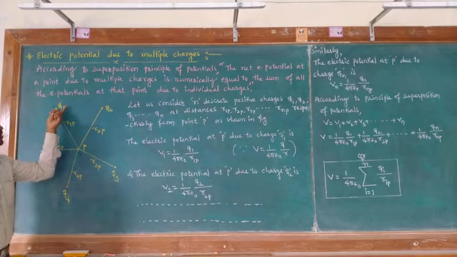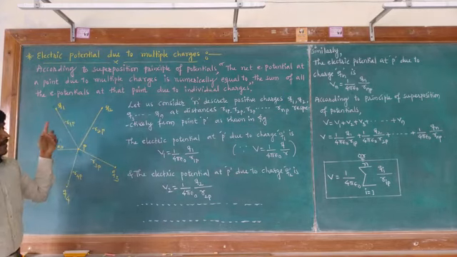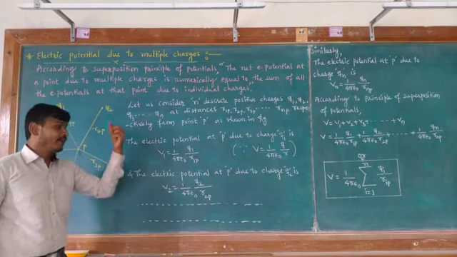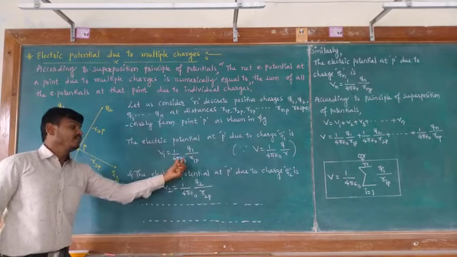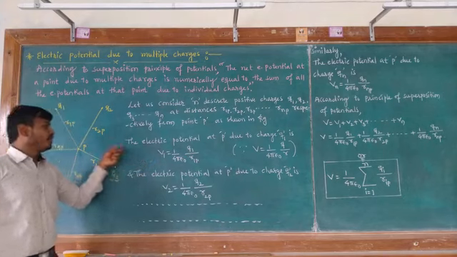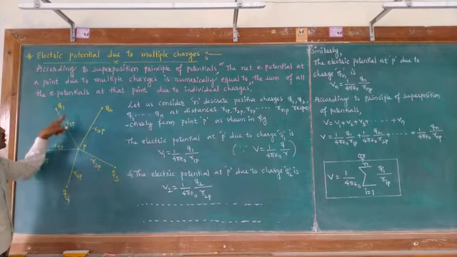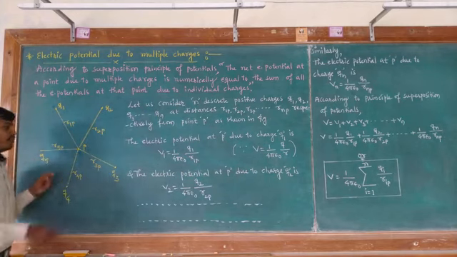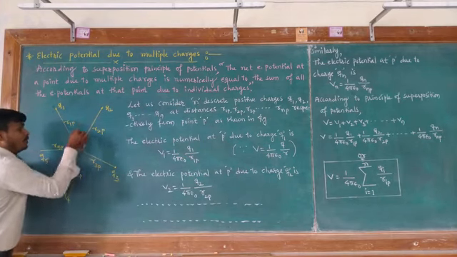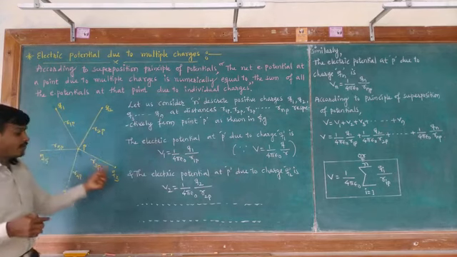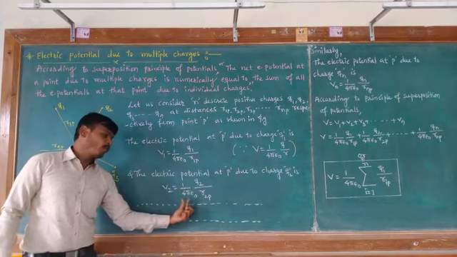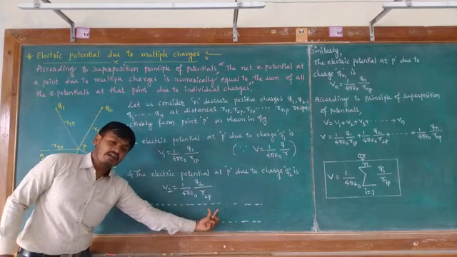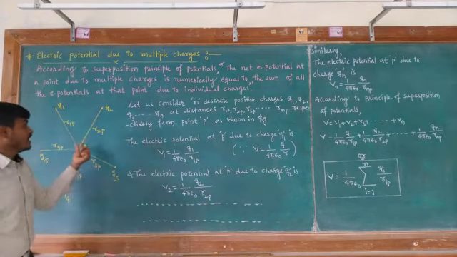Simply, that charge is Q1. And the medium permittivity is epsilon naught, which means vacuum medium permittivity or free space permittivity. And V1 is the electric potential at point P due to charge Q1. Similarly, one more charge we have, that is Q2. Therefore, the electric potential at point P due to the second charge Q2 is given by V2 is equal to 1 by 4 pi epsilon naught Q2 divided by R2p, where R2p is the distance between charge Q2 and point P.